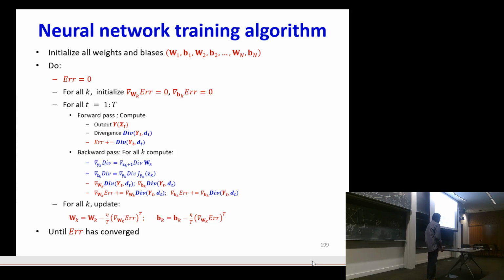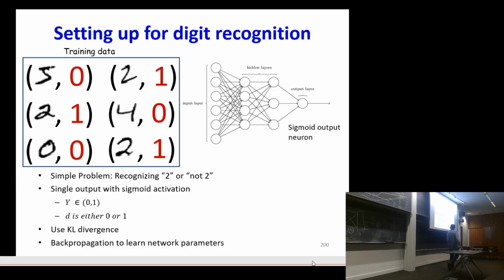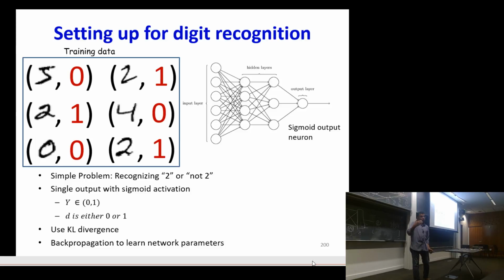So that's the whole thing. Okay, if I were to set myself up for any specific training task, what would I actually be doing? I'm going to be defining my inputs and outputs, exactly this simple problem, recognizing two or not two. I'd start off with a sigmoid activation. The output is going to be 0 or 1 and something in between. I have to define my divergence, a divergence for classification. And then I use backpropagation to learn the network parameters, to learn the derivatives, which I would insert into the gradient descent rule to learn my network parameters.